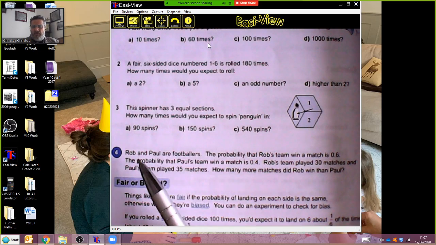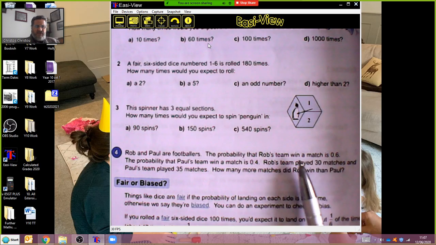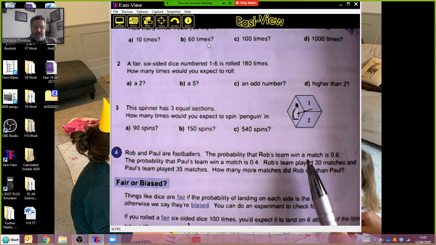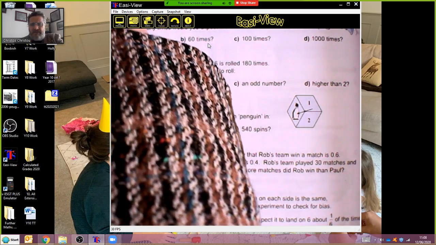So we've got Rob and Paul. They're both footballers, and the chance of Rob's team winning is 0.6, and the chance of Paul's team winning is 0.4. Now, Rob's team play 30 matches, and Paul's team played 35 matches. How many more matches did Rob win than Paul? I suppose you're going to work out how many matches they both win and then subtract. But I'll leave you with that. That's all there is to it.